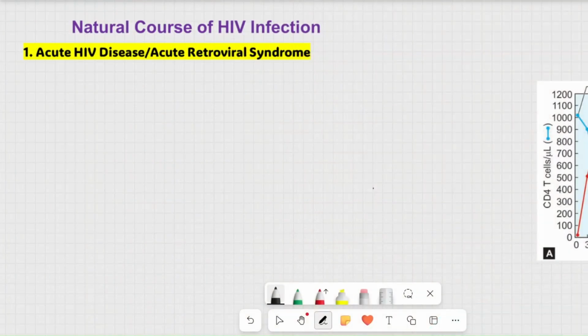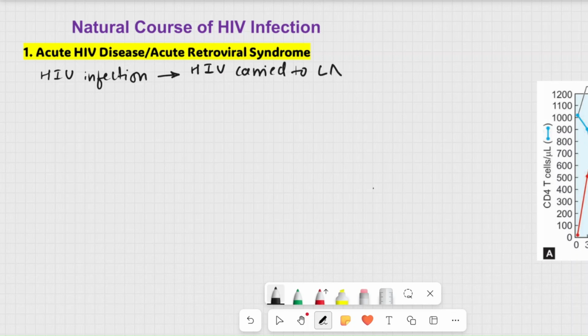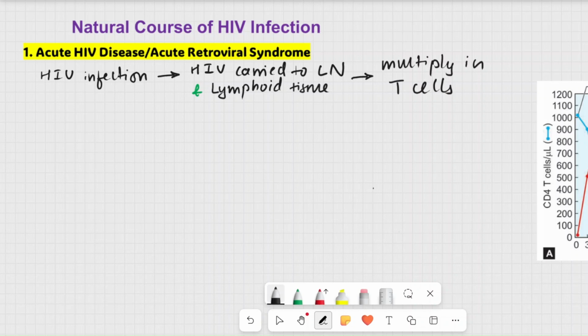Okay. Starting with the very first stage, that is acute HIV disease or acute retroviral syndrome. In this, suppose a person has contracted the HIV infection. Because of the HIV infection, what will happen? Initially, this HIV virus within the body will be carried to the lymph nodes as well as to the lymphoid tissues, where it will be multiplying within the T cells. Specifically, I would say it will start multiplying inside the CD4 T cells.